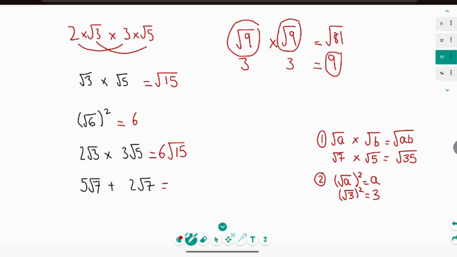And last one here, 5 root 7 plus 2 root 7. We've got 5 lots of root 7, and we're going to add 2 lots of root 7 to them, so that's 7 lots of root 7. I won't write these in algebra form, but just be aware of those rules too.